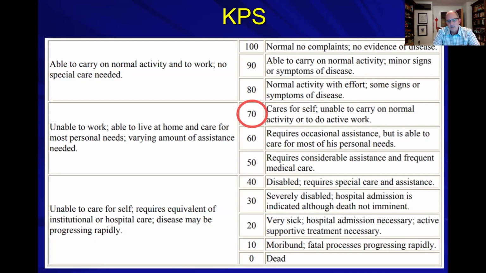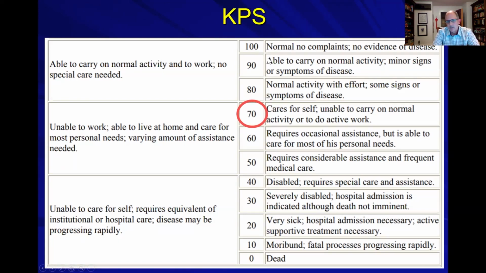KPS, so let me just introduce this to you. So throughout neurosurgery, throughout all sorts of conditions, you're going to see various clinical grading scales out there. When it comes to neuro-oncology, KPS is clearly the most common. So this is the grading system, goes from 0 to 100. 0, they're dead. 100 means normal.